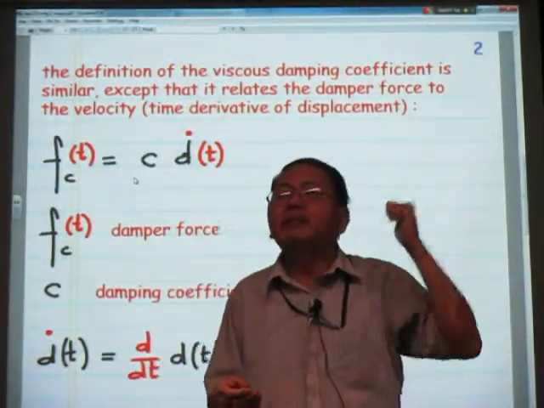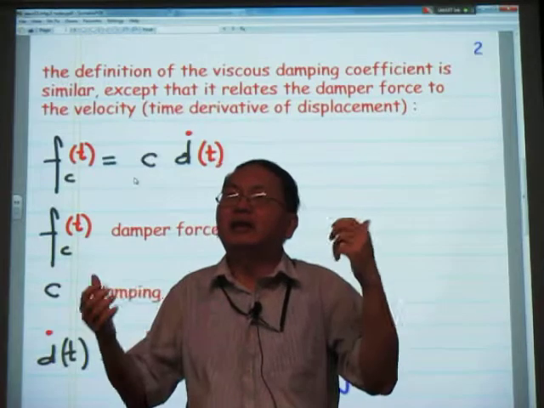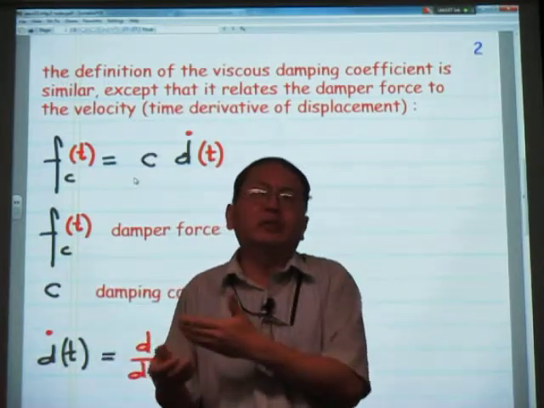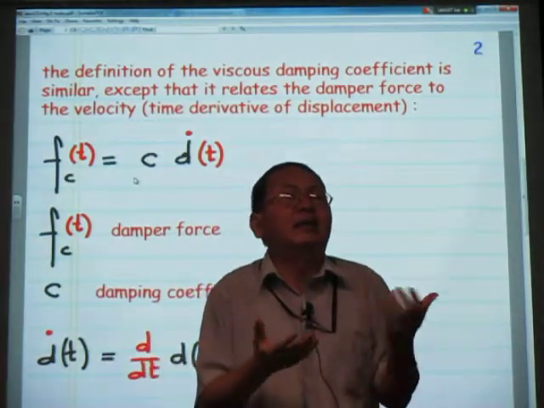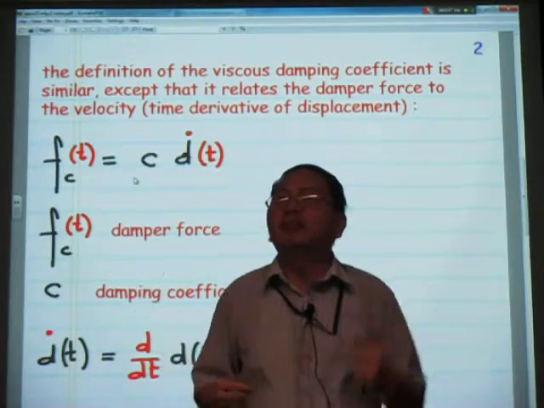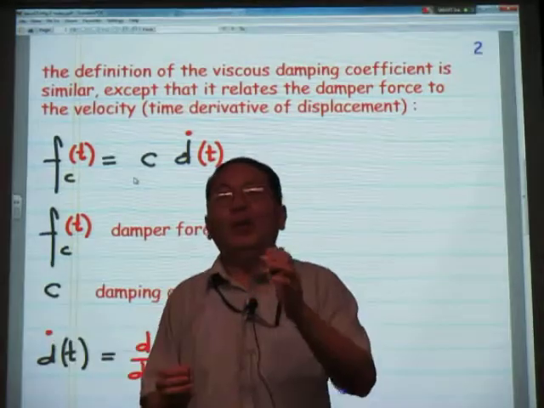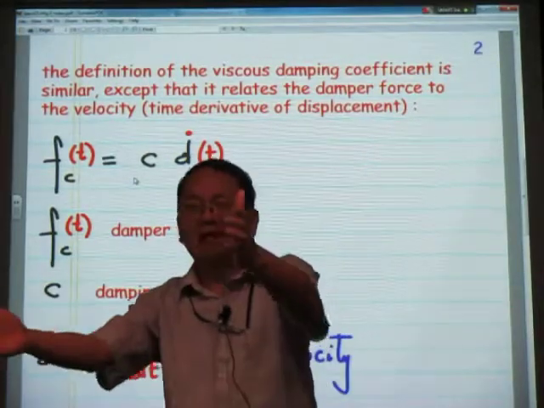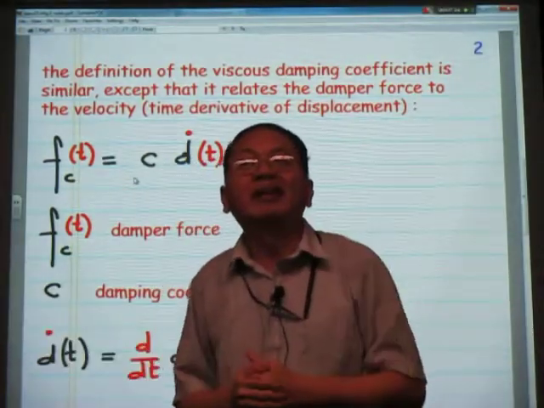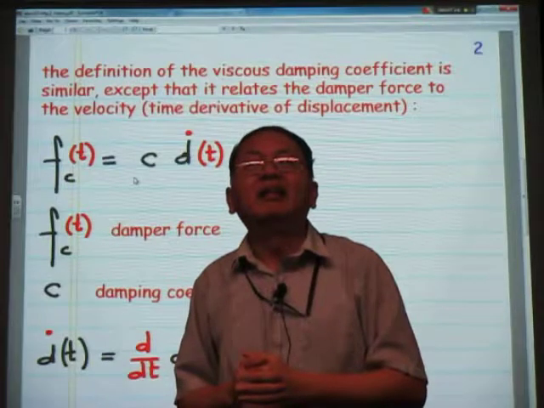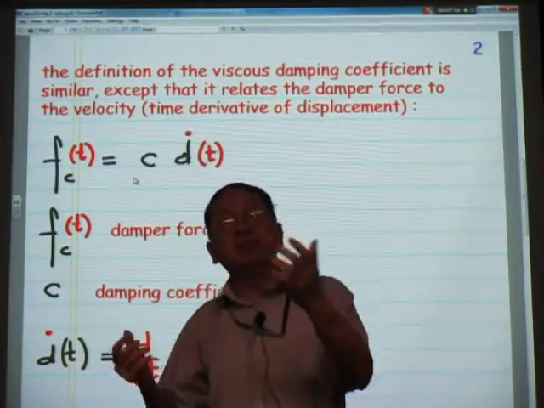How about the damping force? Why is it proportional to velocity? What's the physical meaning? Could someone provide? Robert? Sorry, go ahead, and I'll pick up Kevin. Go ahead. It could be like friction or air resistance, things like that. Friction or air resistance, yeah.